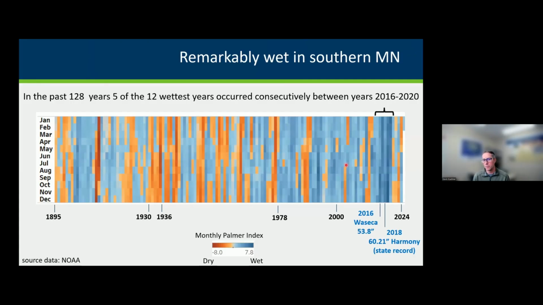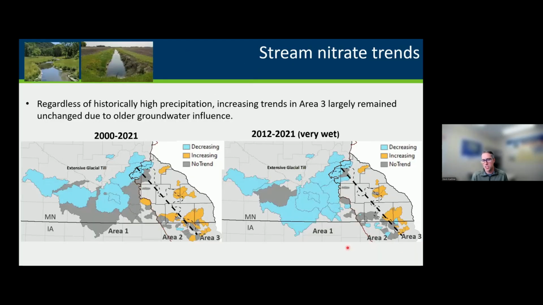And we concluded that the most likely and dominant explanation is just how wet it has been, especially during the study period, and especially that period between 2016 and 2020, where 5 of the 12 wettest years occurred consecutively, and that's the period where we were setting quite a few records with regard to precipitation across southern Minnesota. And this is just showing it graphically, in a map version.